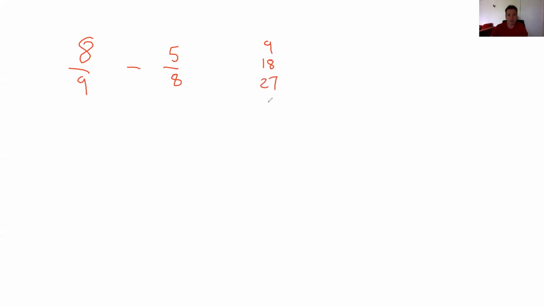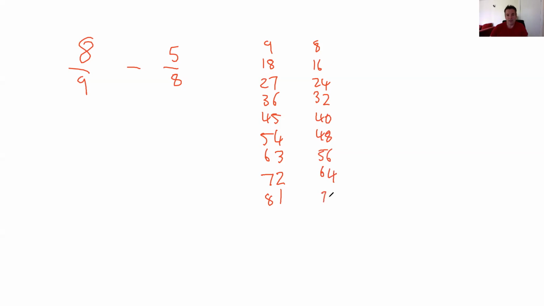9, 18, 27, 36, 45, 54, 63, 72, 81, and then our 8s go 8, 16, 24, 32, 40, 48, 56, 64, 72. There it is. So our denominator is 72. Take away another fraction with a denominator of 72. 9 times 8 is 72, so this is times 8. 8 times 8 is 64. 8 times 9 is 72, so this is times 9.